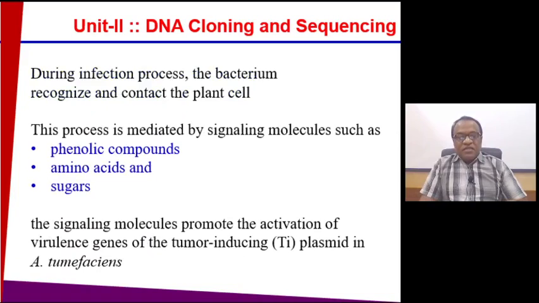Right. So during the initial stages of the Agrobacterium tumefaciens infection process, the bacteria will recognize and contact the plant cell. So two things happen: one, the recognition, and number two, contact development. This happens in the initial stages of the infection process, where the bacterium recognizes and contacts the plant cell.